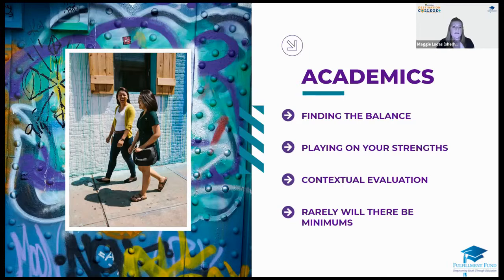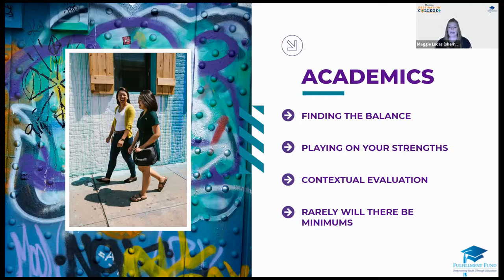Also know rarely will there be minimums. Rarely is a selective college going to say, yes, you need to have at least a 3.9 GPA to be admitted. It just doesn't really work that way. It really is much more about looking for balance, looking at context, looking to see what your strengths are, and looking to see how that plays out in the classroom.